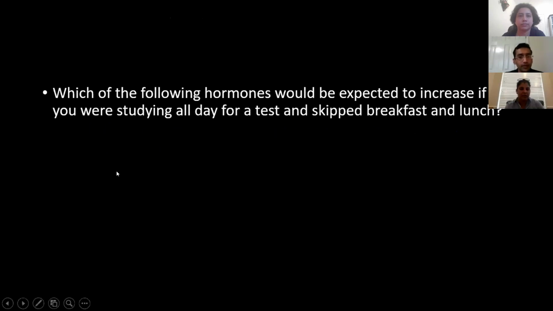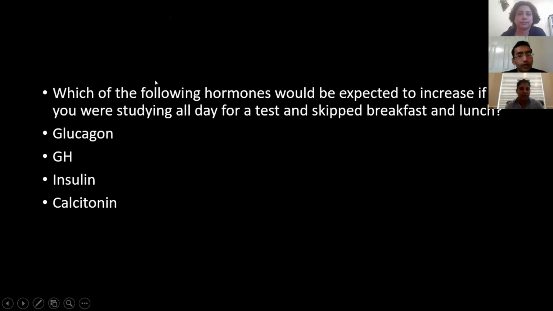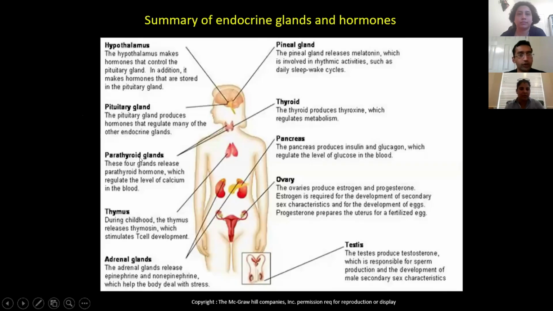Okay. Now, the next question: which of the following hormones would be expected to increase if you are studying for the test and skip breakfast and lunch? So you are fasting, your blood glucose is low and the blood needs more glucose. So what increases the glucose? Glucagon. Okay, I've already told you that.